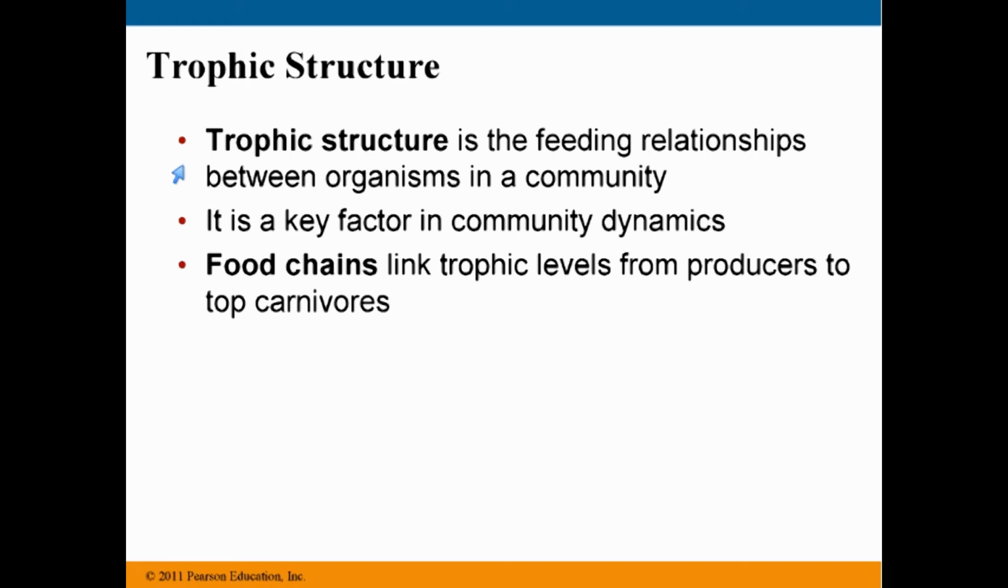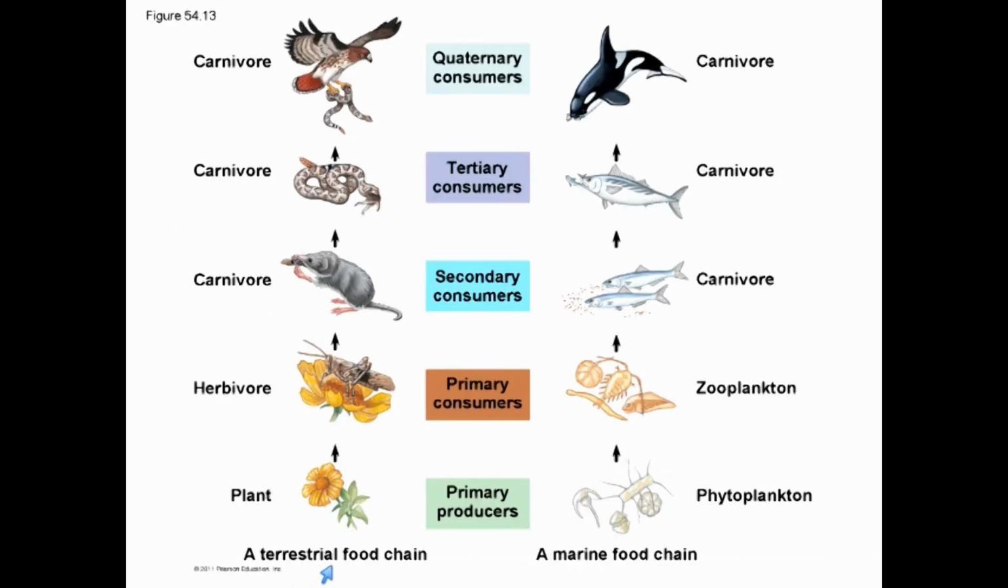Trophic structure is looking at the feeding relationships between organisms in a community. In fact, in terms of community dynamics, it's going to be a very key factor. We're going to see something called food chains that link together the trophic levels from producers at the bottom all the way up to the top carnivores at the very top. Okay, so here we've got a terrestrial food chain and a marine food chain.